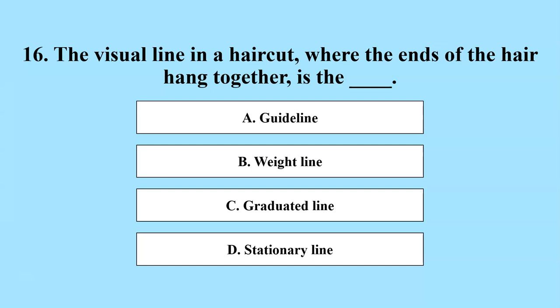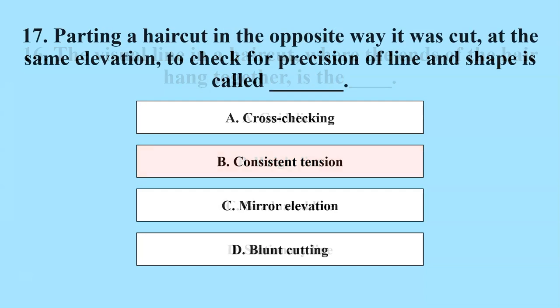The visual line in a haircut where the ends of the hair hang together is the guideline, weight line, graduated line, stationary line. If you chose B, weight line, you are correct.